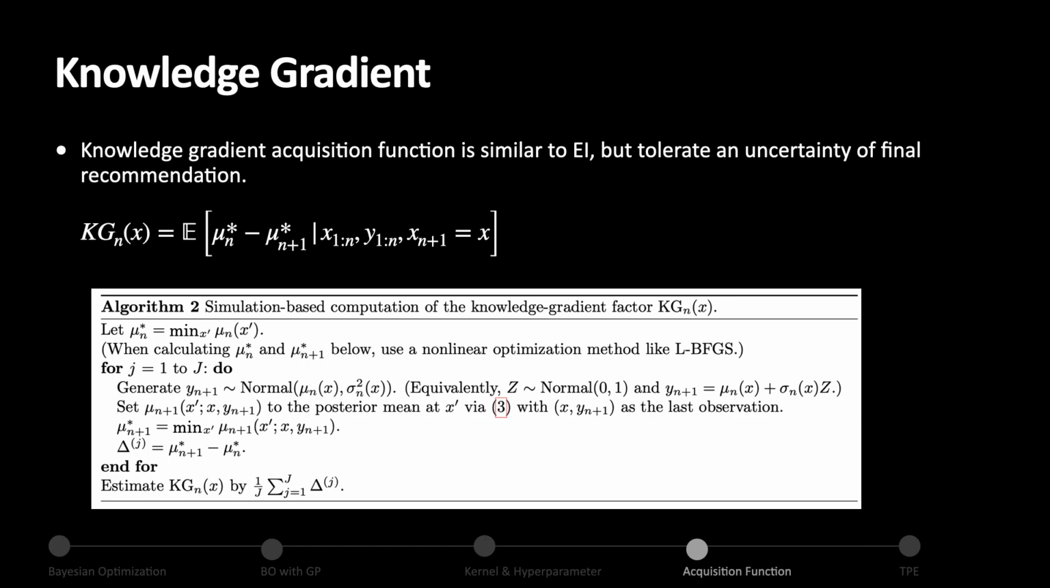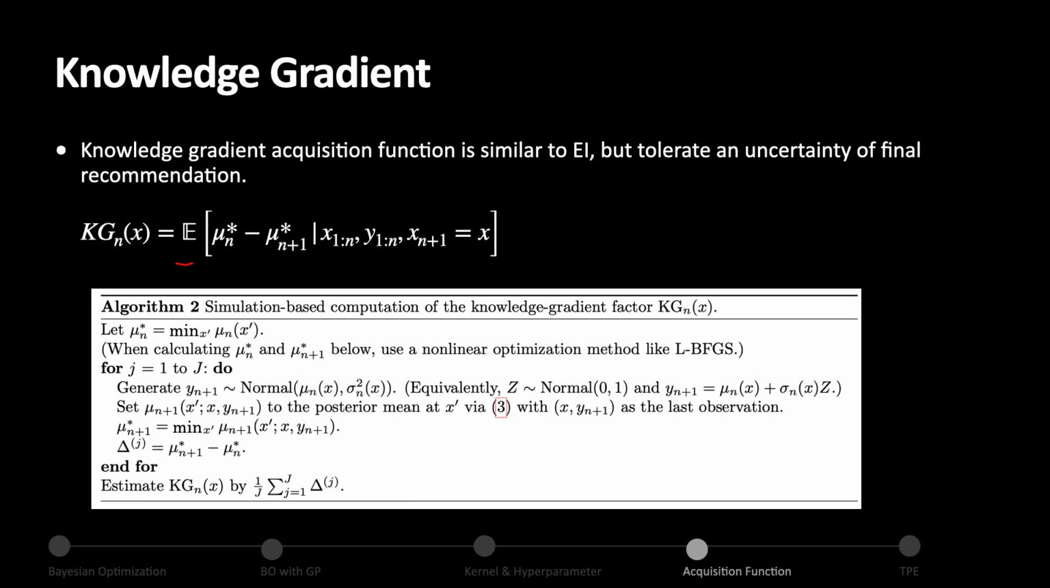The knowledge gradient acquisition function is similar to EI, but it tolerates uncertainty of the final recommendation. The acquisition function we want to optimize is kg of x. It's equal to the expectation of mu n star minus mu n plus 1 star given x1 to n, y1 to n, and xn plus 1. You can see here we replace the expected value f of x in expected improvement EI with the posterior distribution mean mu.